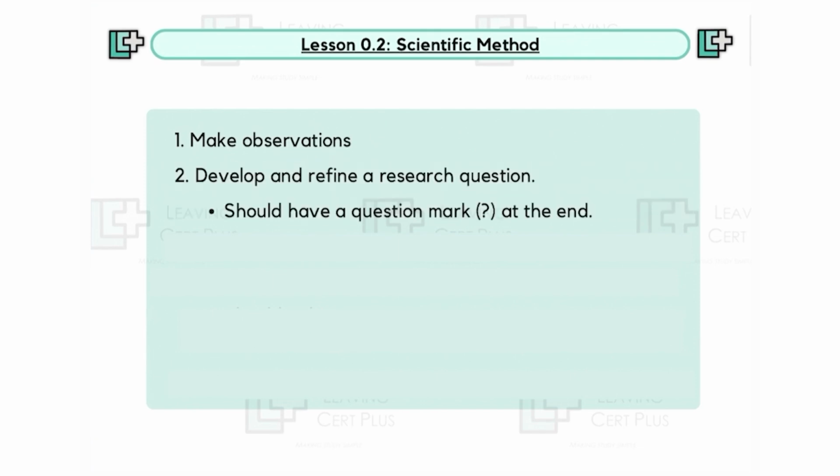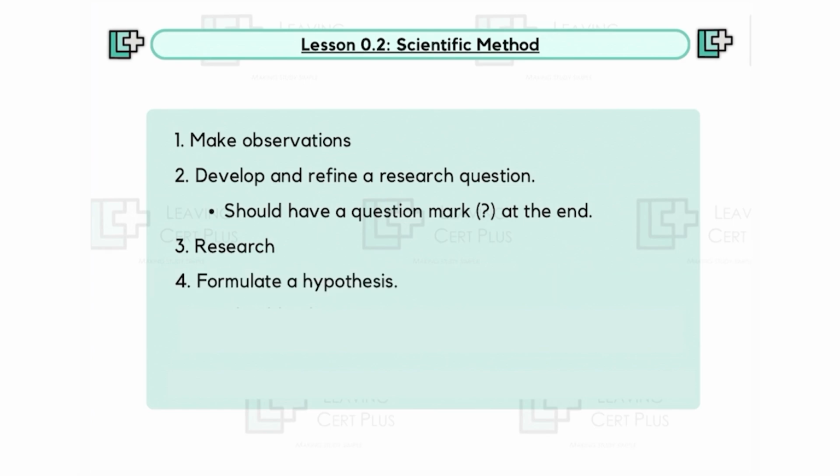And the second is to develop and refine a research question. And remember, if something is a question, it should have a question mark at the end. If it's not appropriate to put a question mark at the end, you have not got an adequate research question. The third thing then is to carry out your research and to collect secondary data.